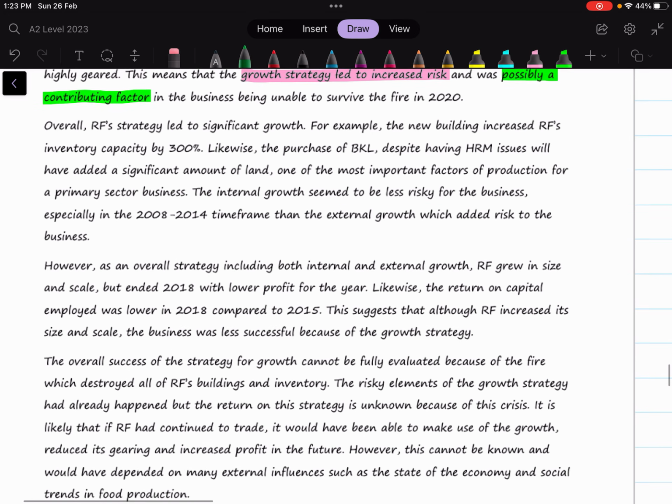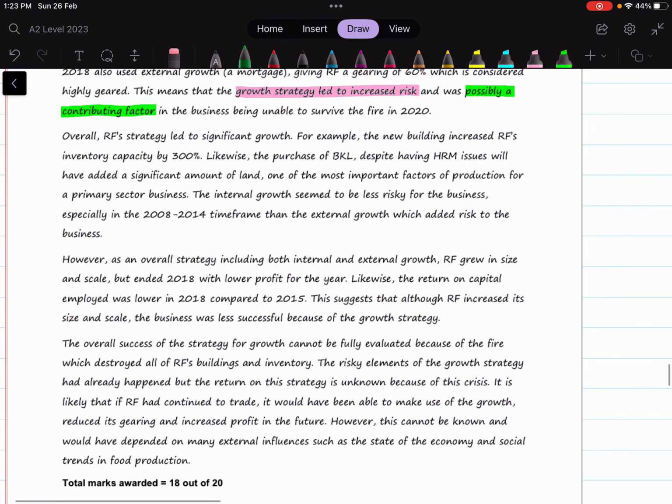Alright, so the last conclusion. Overall, RF strategy led to significant growth. For example, the building increased RF's inventory capacity by 300%. Likewise, the purchase of BKL, despite having HRM issues, had a significant amount of land. Now, you can see that this paragraph is basically a summary of whatever is written above.